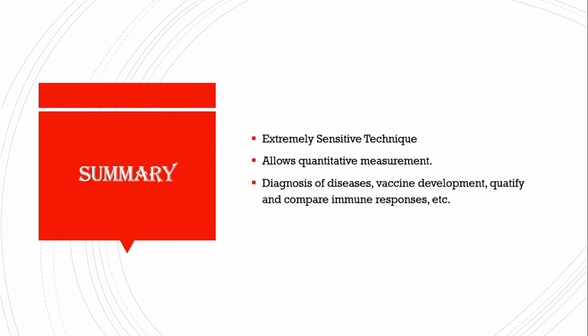So just to summarize everything we have seen, ELISPOT is an extremely sensitive technique wherein individual numbers of cells on a small scale can also be estimated. It allows quantitative measurement where the number of cells, as I already mentioned, can be estimated, and it can be used in diagnosis of any disease. That is, even autoimmunity can be detected. It can be used in vaccine development to quantify and compare immune responses, etc.